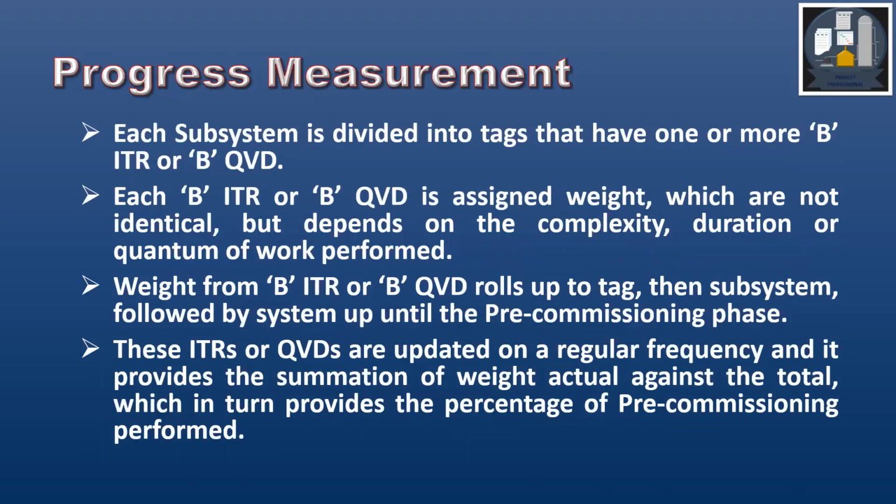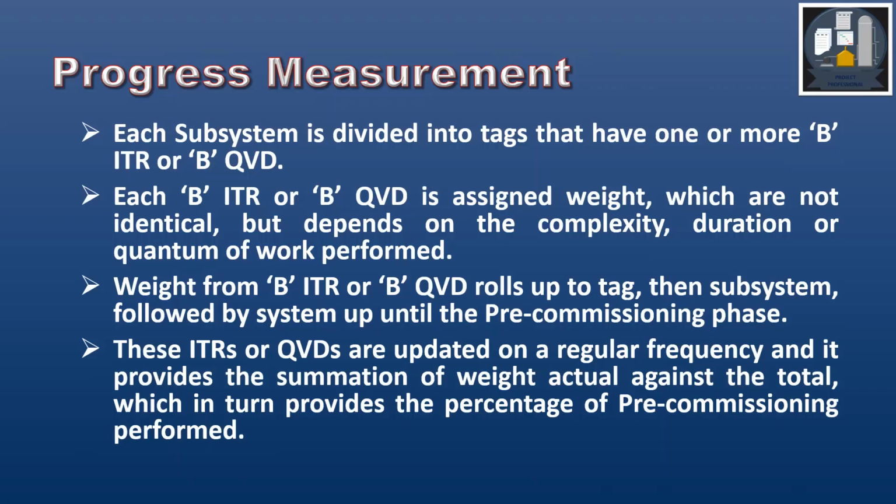Progress measurement. Each subsystem is divided into tags that have one or more B, ITR or QVD. Each B, ITR and QVD is assigned weight, which are not identical but depends on the complexity, duration, or quantum of work performed. So the weightage of ITR are all not similar. Some ITR may have more weight, some may have less, and as we said, the reason for that.